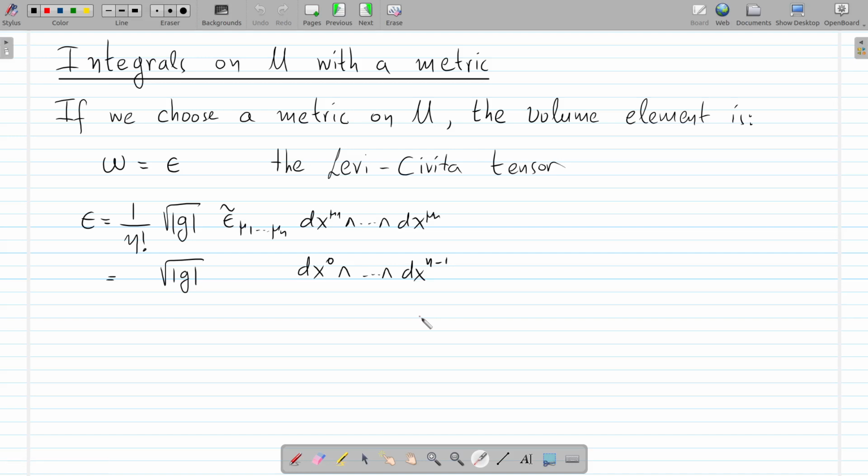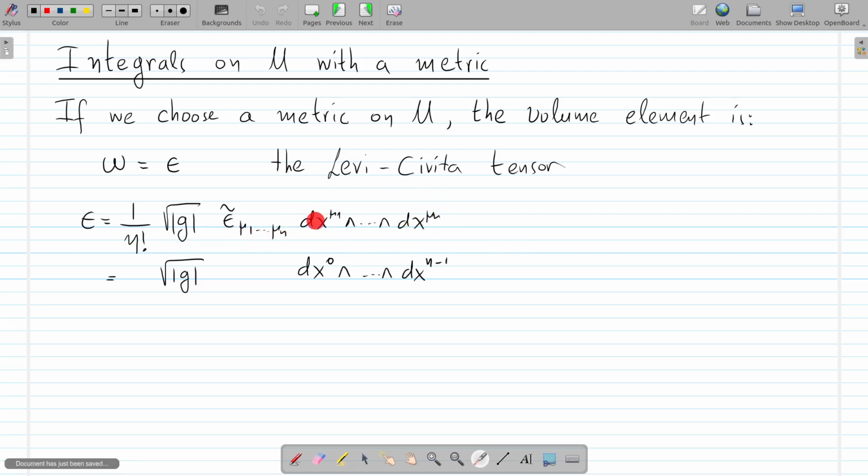So now let's focus a little bit on manifolds that have a metric. We have said in a previous video that when a manifold M has a metric chosen on it, then there is a special n-form which is the Levi-Civita tensor. And the Levi-Civita tensor is defined by this formula here on a chosen coordinate system x1 through xn. And this definition, of course, is independent of the choice of coordinate systems, and for each coordinate system we can have the same expression where the determinant here and the n-form here are expressed with respect to the chosen coordinate system.